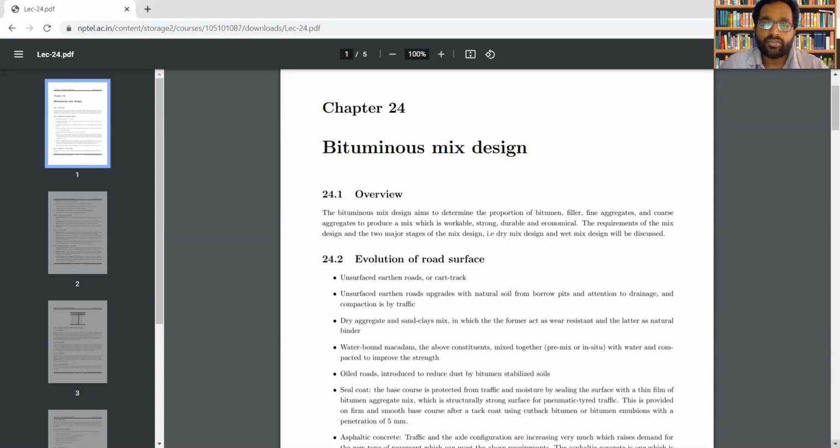The requirements of the mix design and the two major stages of mix design, that is dry mix design and wet mix design, will be discussed.